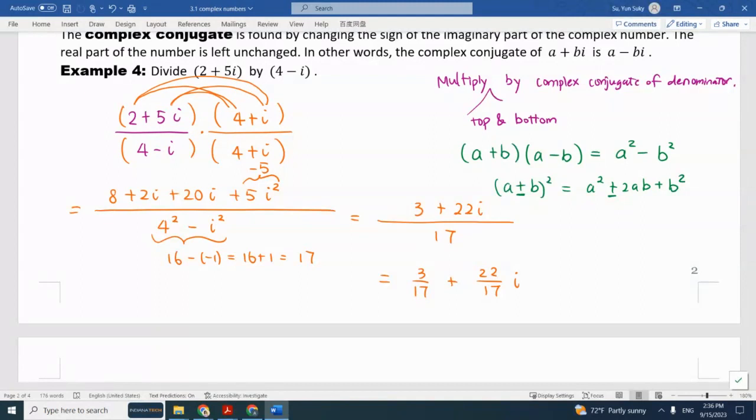Okay, everybody, let's work this out together. 7 times 2 is 14. 7 times minus 5i is minus 35i. Minus 3i times 2 is minus 6i. Minus 3i times minus 5i is plus 15i squared. I squared is negative 1, so this is negative 15.